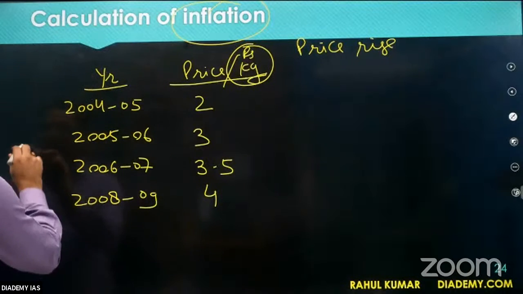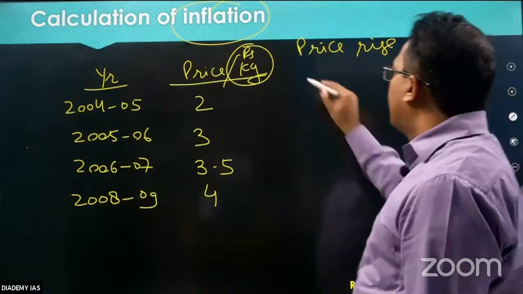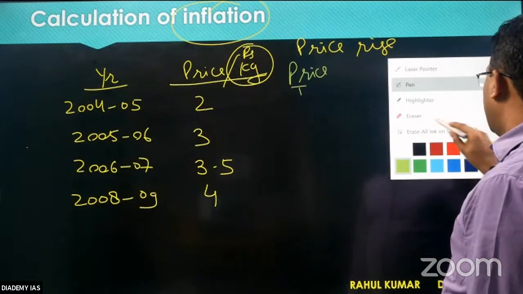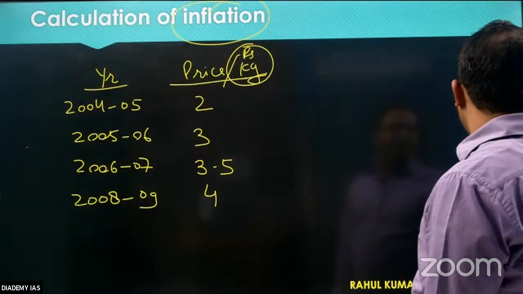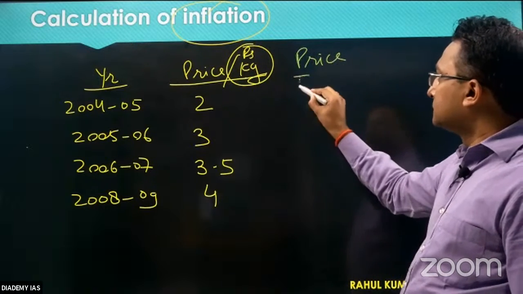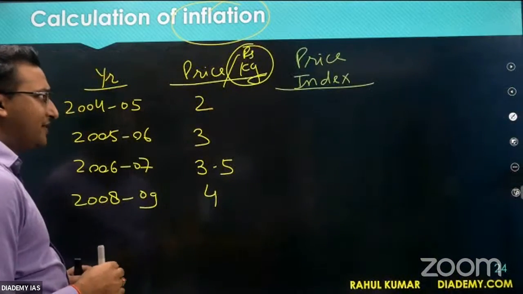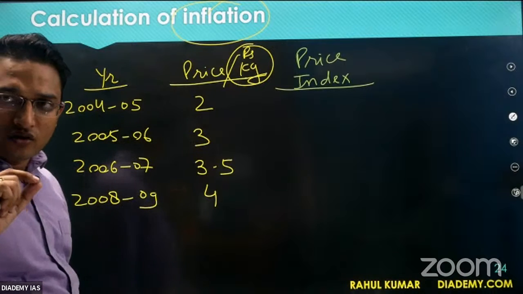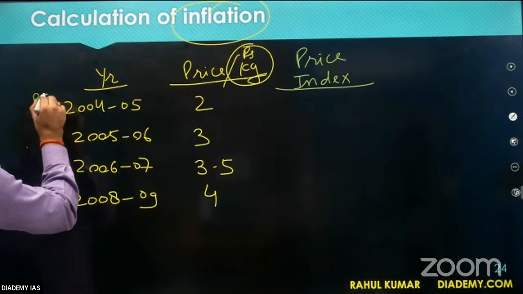Now, what we do, first of all, we calculate the price index. So this is something new which you have to understand. What is price index? Price index is basically how much is the increase in the price as compared to the base year. So for that we calculate the price index. Suppose here this 2004-5 is the base year.